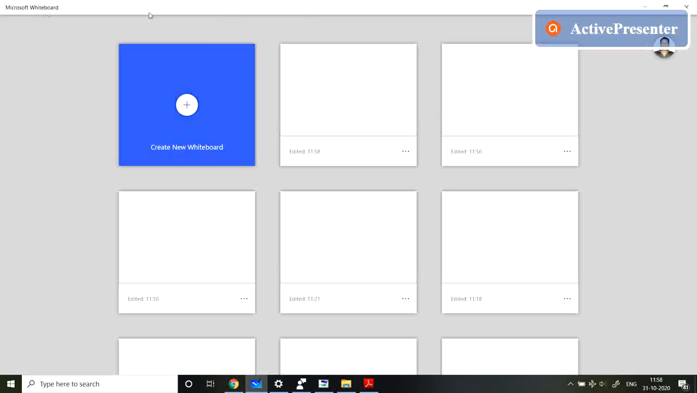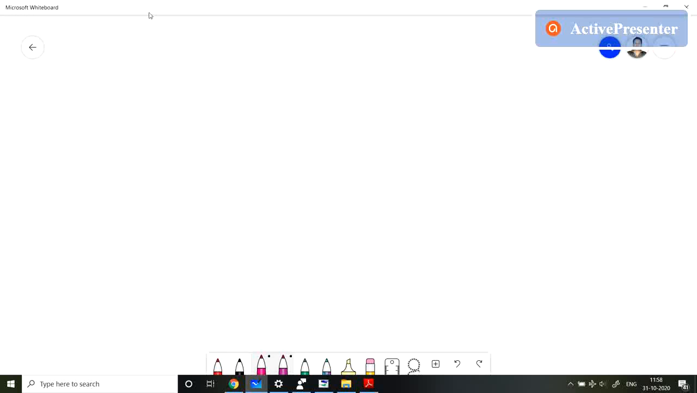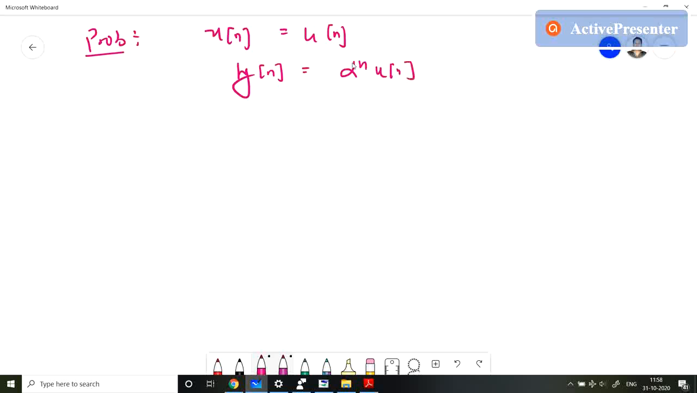So let us do another problem that is also related to this Z transform. The problem is we have input xn that is equal to un, and yn that is equal to alpha raised to the power n un. We need to find the value of the impulse response hn. So here we have been given the value of xn and yn.